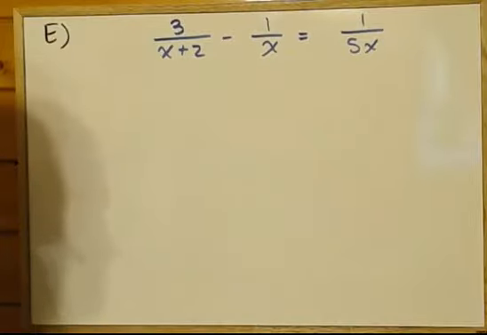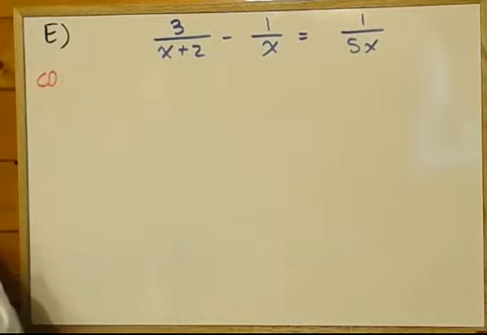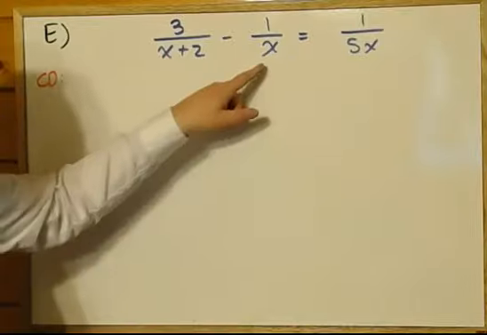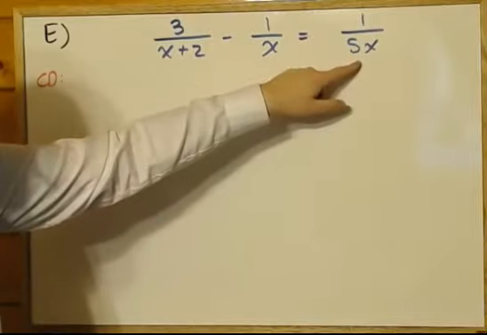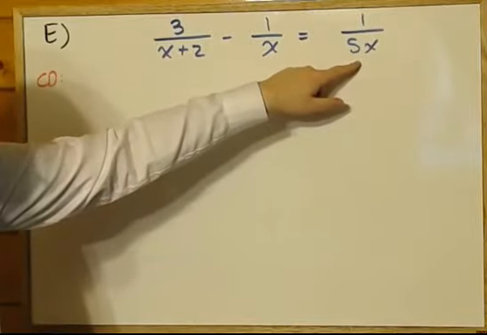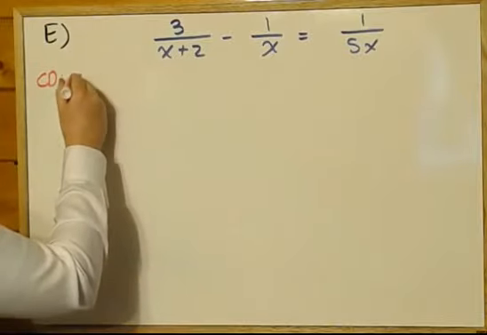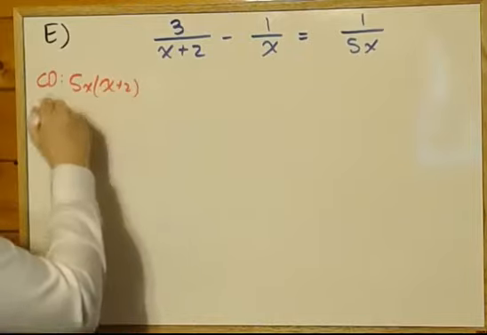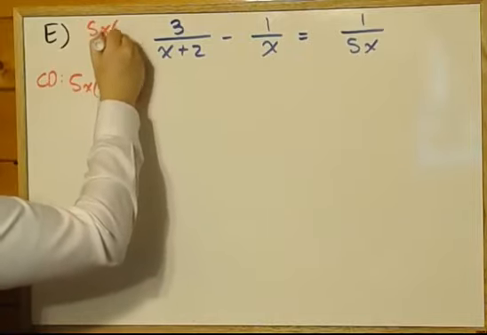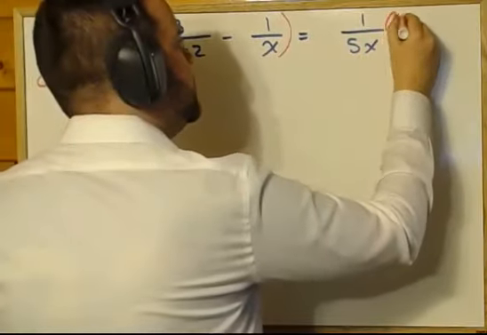So here we invoke the same strategy as before. So we want to multiply by the common denominator. Well, what's that going to be? Well, we need at least an x because both of these have an x. We also will need a 5 because this will have a 5 as well. So we need 5x. And then we need this x plus 2. So what will eliminate all the denominators will be 5x times x plus 2. And that's what we will multiply onto both sides.